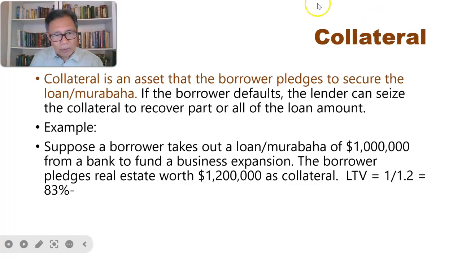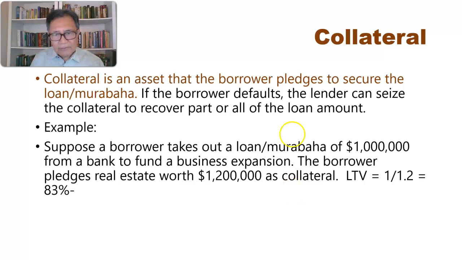So suppose the borrower or the customer takes out a loan or murabaha of 1 million from the bank to fund business expansion, and the borrower pledges real estate worth 1.2 million as a collateral. So this is an example involving a liquidity financing, where the borrower needs that cash proceed to renovate or to expand his factory. And what he will do here is to place an asset which is separate from the business asset as a collateral.